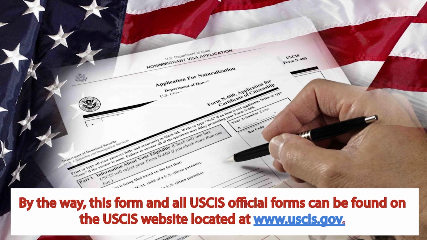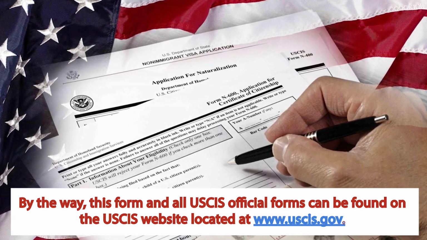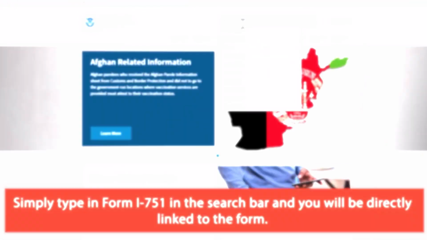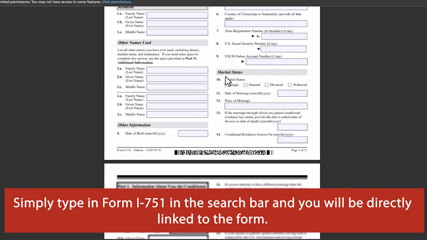By the way, this form and all USCIS official forms can be found on the USCIS website located at www.uscis.gov. Simply type in Form I-751 in the search bar and you will be directly linked to the form.